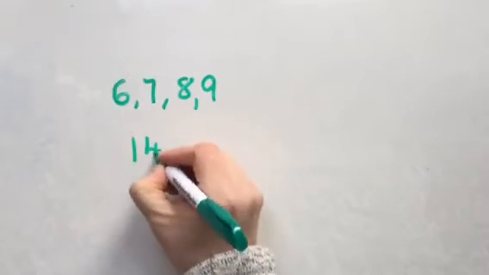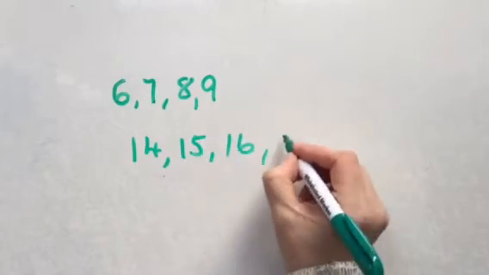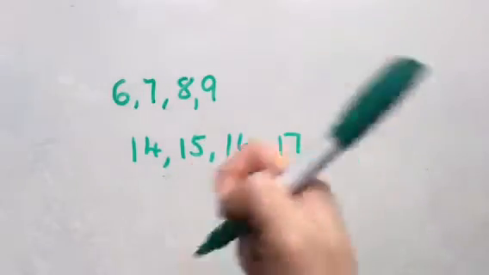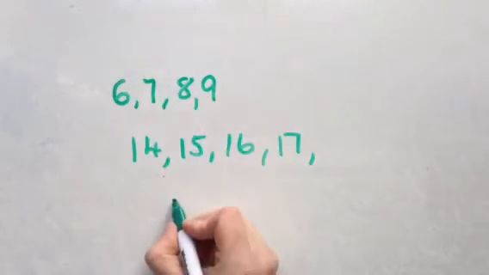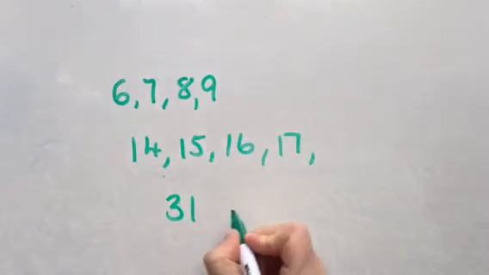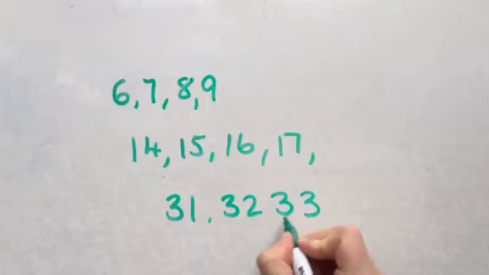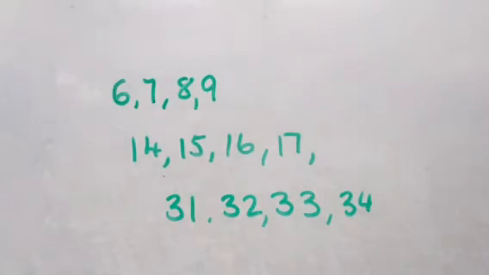Get them to hold number 14 in their head, count on 15, 16, 17, etc. Get them to pick a different number. It could be a bigger number, still in the teens or beyond. It could be 31, 32, 33, 34, and so on. So get them practicing that by rote.